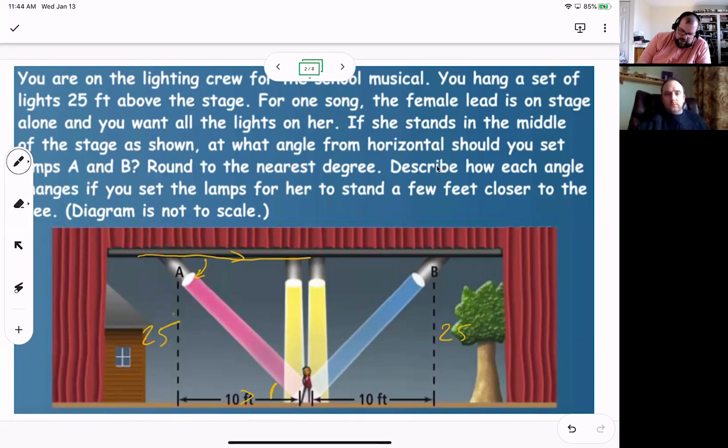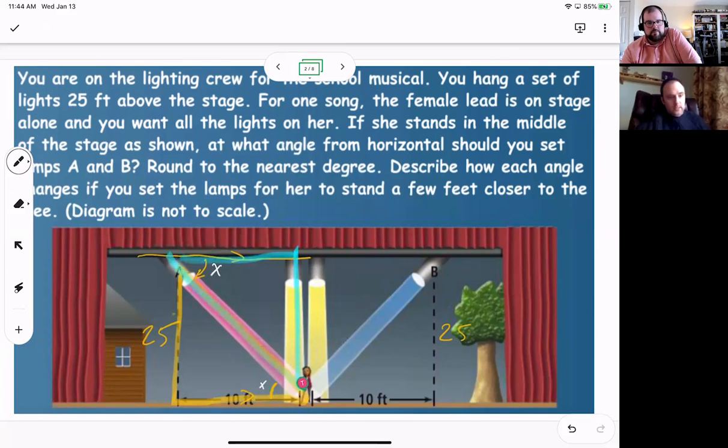So it looks like we have sides of a triangle. It looks like we're trying to find this angle up here, which is the same as this angle down here. So we could look at two different triangles, is what you're saying. So I could look at this triangle here, or I could look at this triangle here. You could, and they'd both be the same triangle.